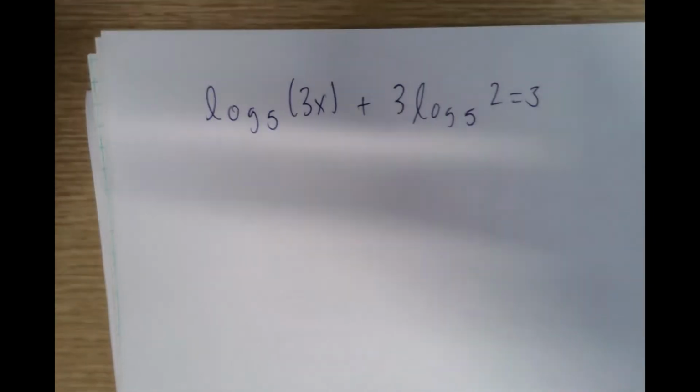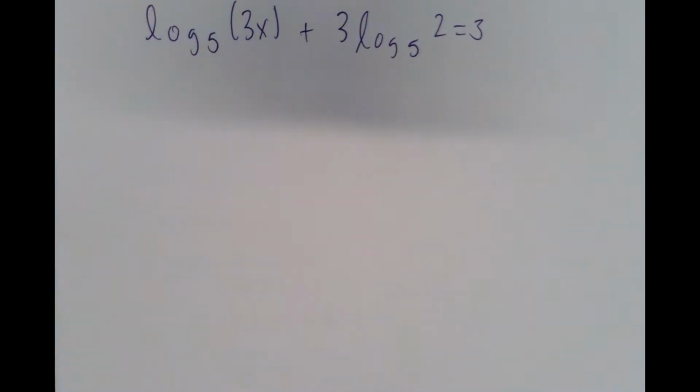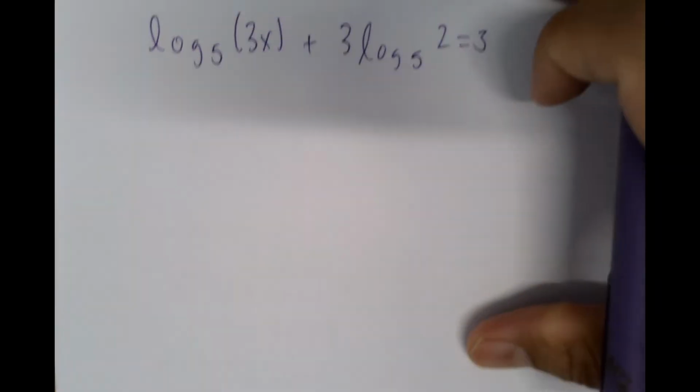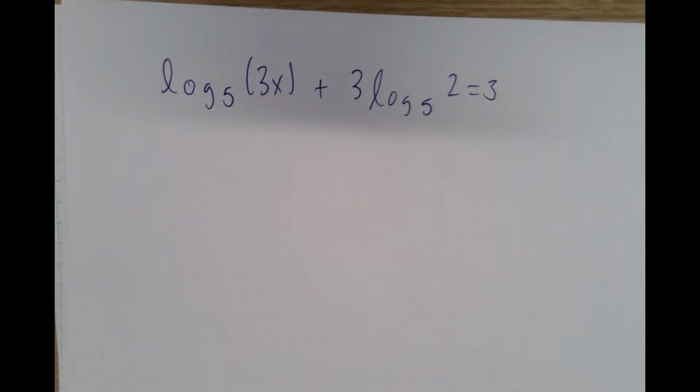So today's problem is a little bit different because now we're going to use what we haven't really touched yet, but this is what you wrote down last week. So you have log base 5 of 3x plus 3 log base 5 of 2 equals 3.